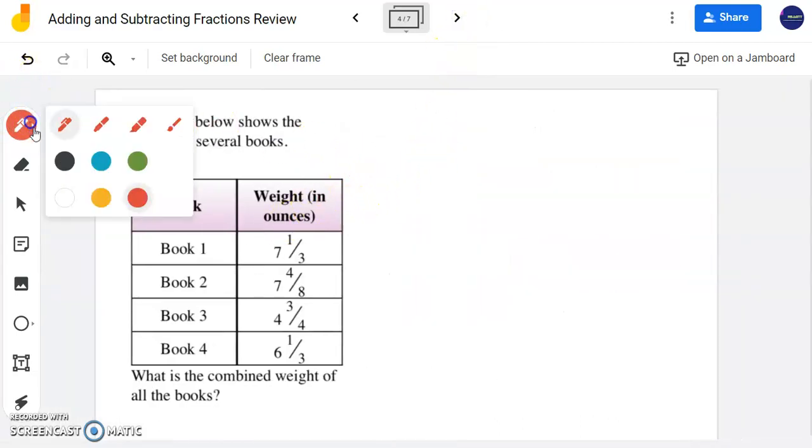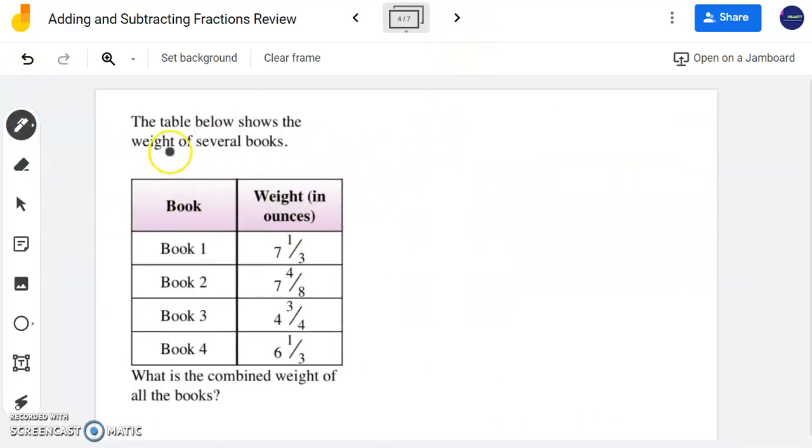Okay, in this next problem here, we have a table of values. The table below shows the weight of several books. In fact, I see we have 4 books. We have the weight in ounces. I notice these weights are in fact mixed numbers. And I also notice that my denominators are different. What is the combined weight of all the books?